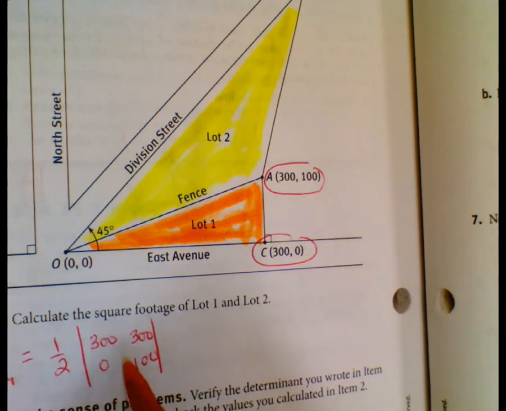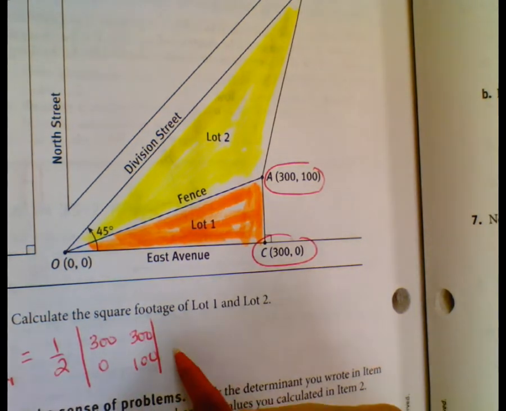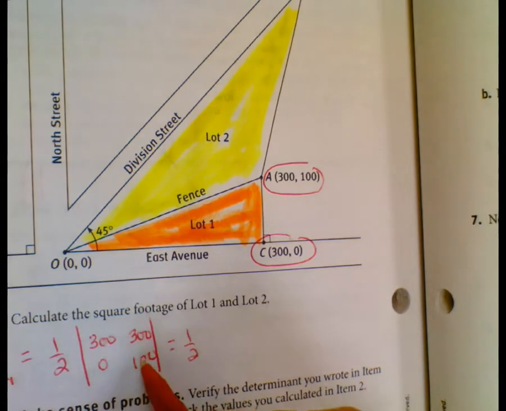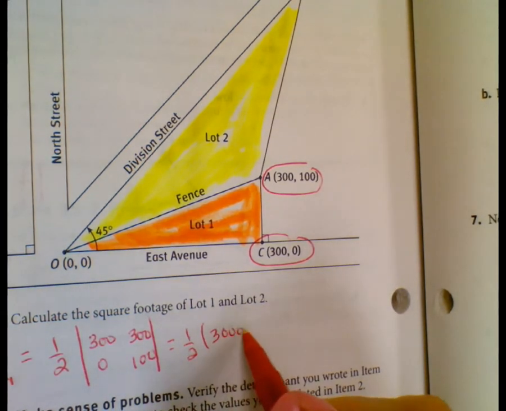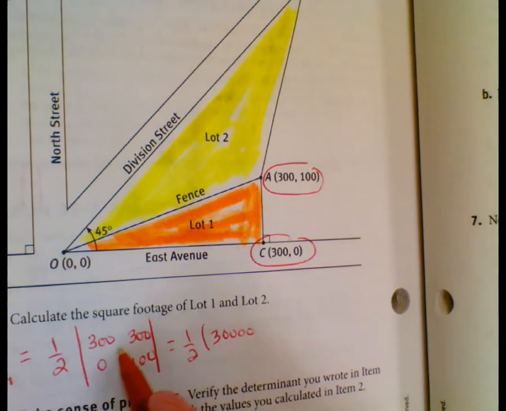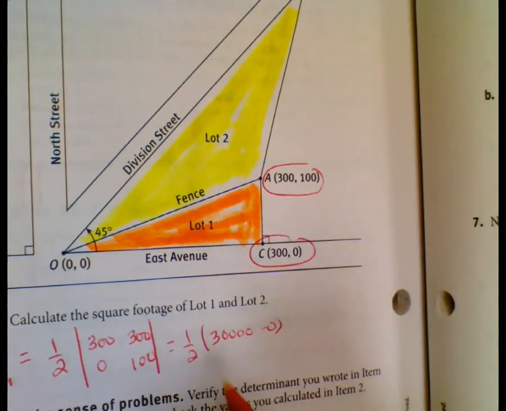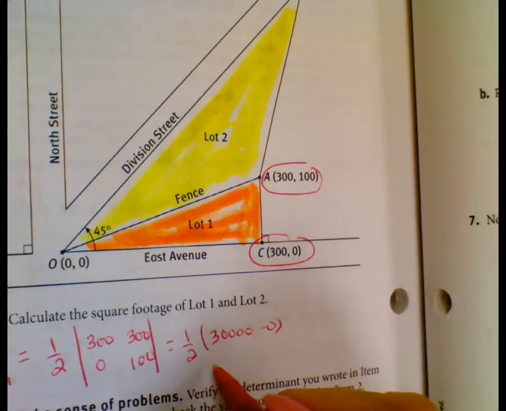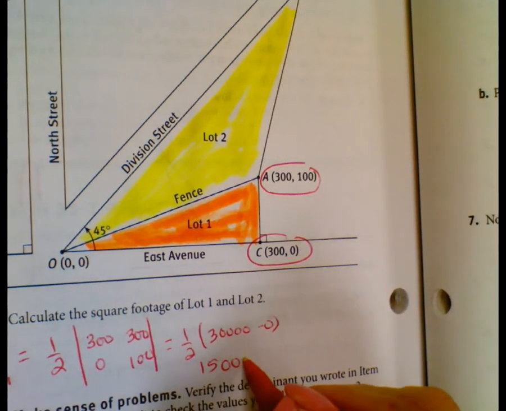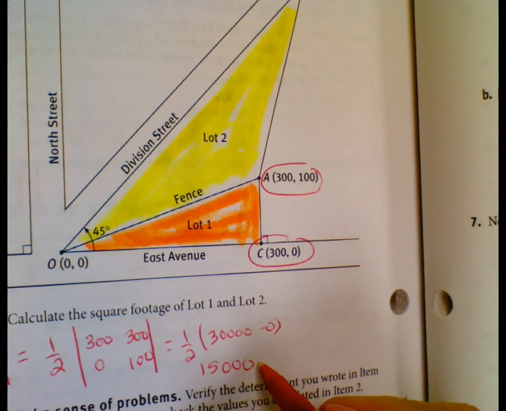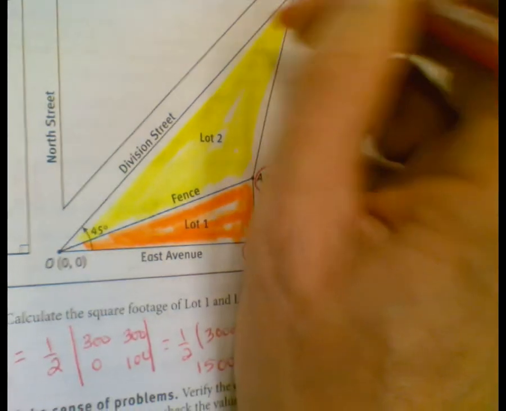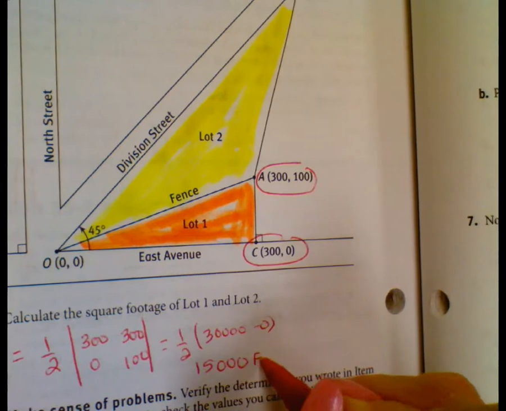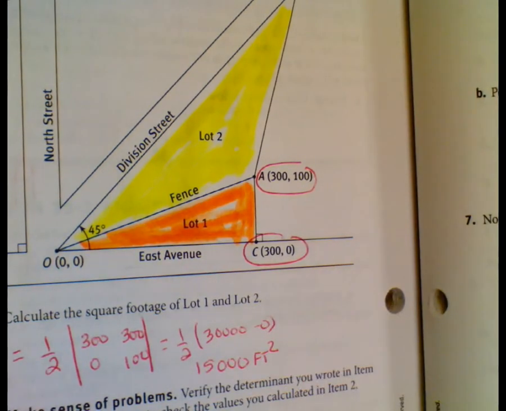So when you do this work, we're going to get 300 times 100. So let's see, 300 times 100. 3 times 1 is 3 with 4 zeros. 1, 2, 3, 4. Minus 0. So it's basically 1/2 of 30,000, which is 15,000. And that, I believe, is square feet, right? Is it in feet? Yeah, it says up here on the top, all these distances are measured in feet. So this is 15,000 square feet. That's lot 1.